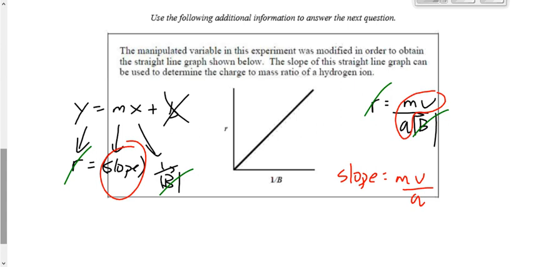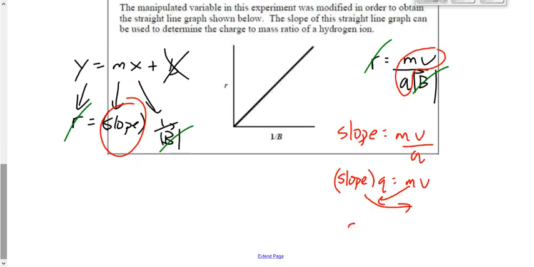Right? But remember, we wanted to solve for the charge to mass ratio. I don't see q over m there. I see close. I see m over q. Just rearrange it, that's all. Rearrange it to solve for q over m. The q goes up. I get the slope times q equals m times v. And then take the m down and the slope down. And I end up getting q over m is equal to v over the slope.